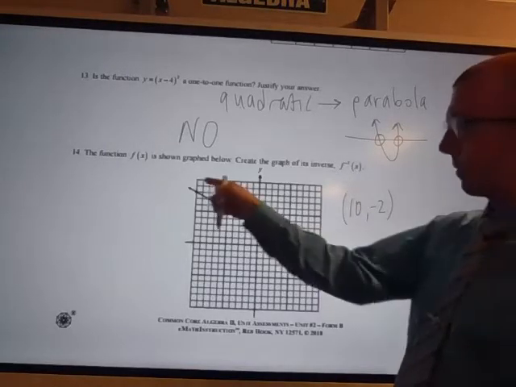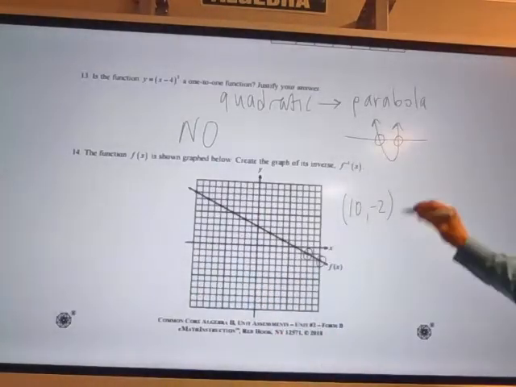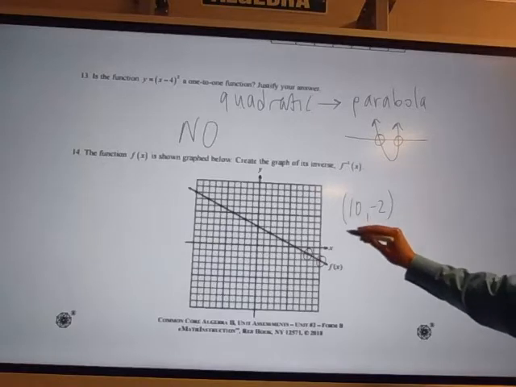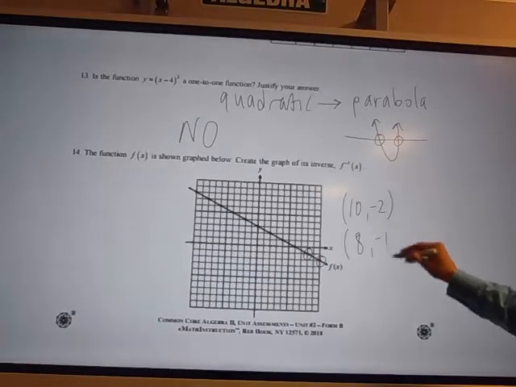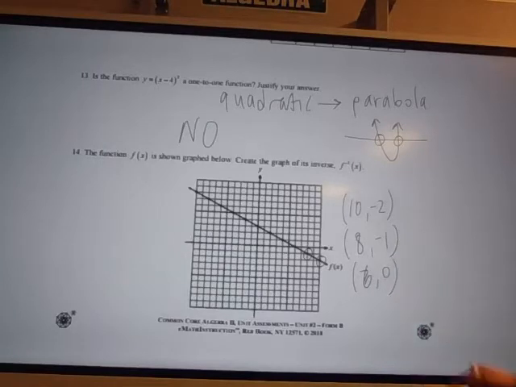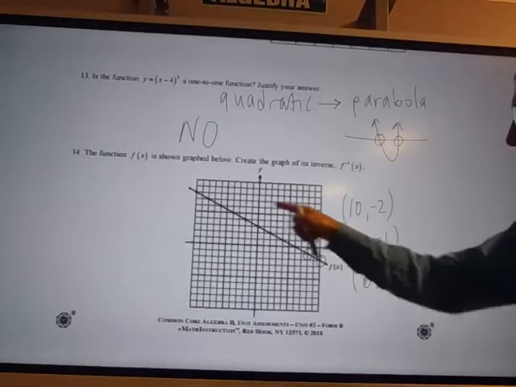I'm starting right to left. I usually go left to right. Feeling kind of, I don't know, it's a backwards day maybe. And we have 8, -1, 6, 0. All right, so these are 3 points on our original.